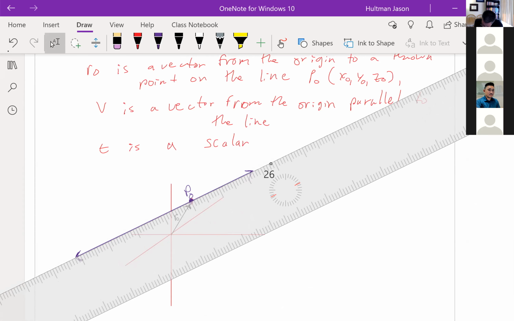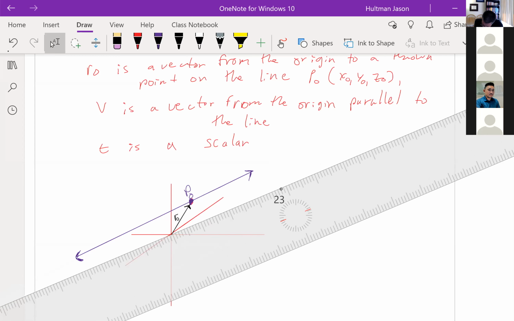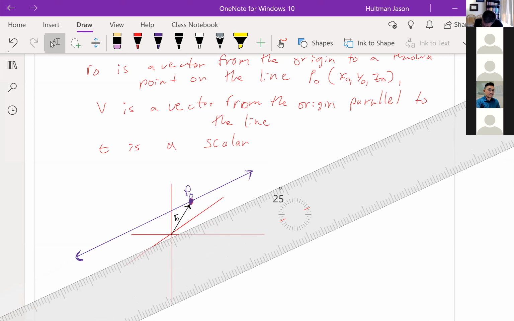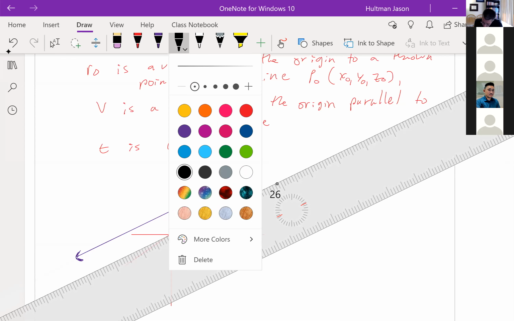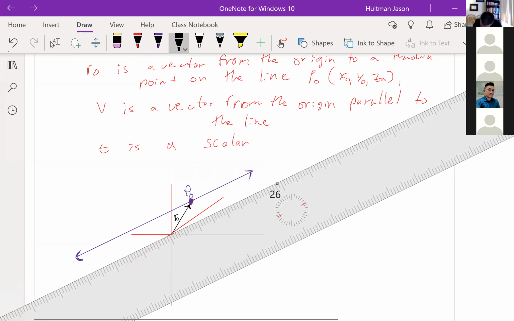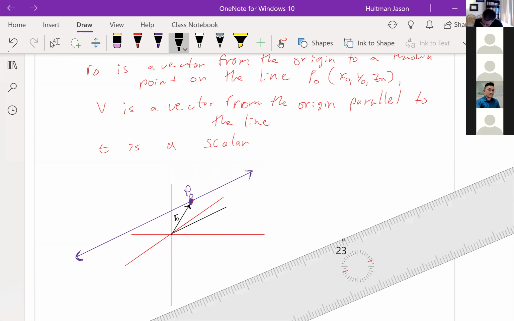What was this? This was 26 degrees. Okay, so from the origin, 26 degrees, and we need it parallel. Okay, so I'm going to call this V. This is vector V. It's in the same direction as the line.